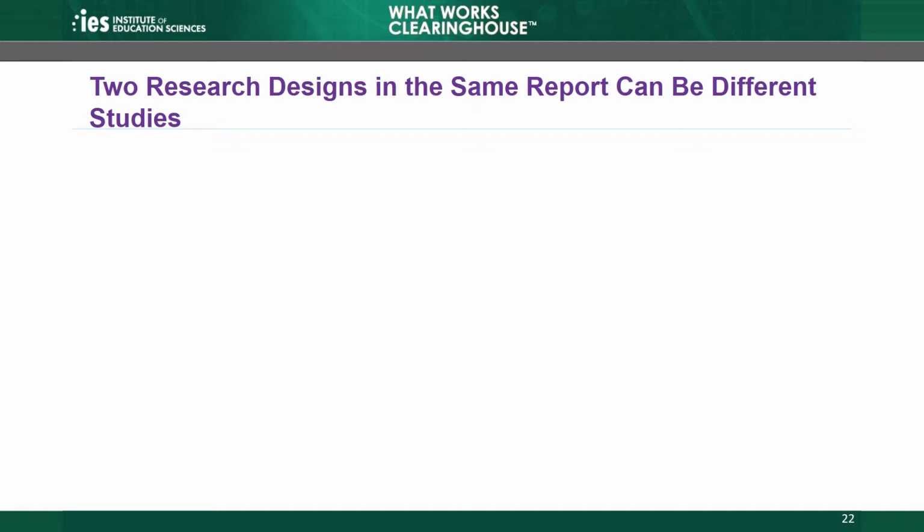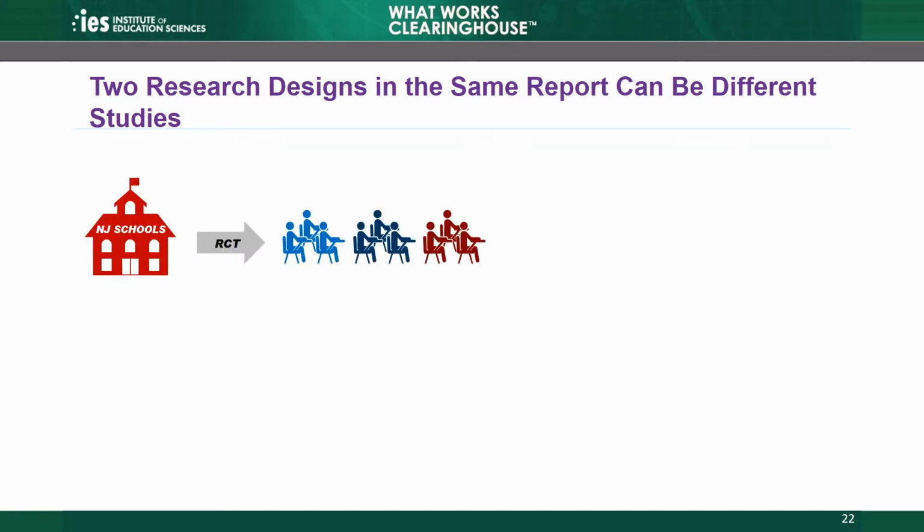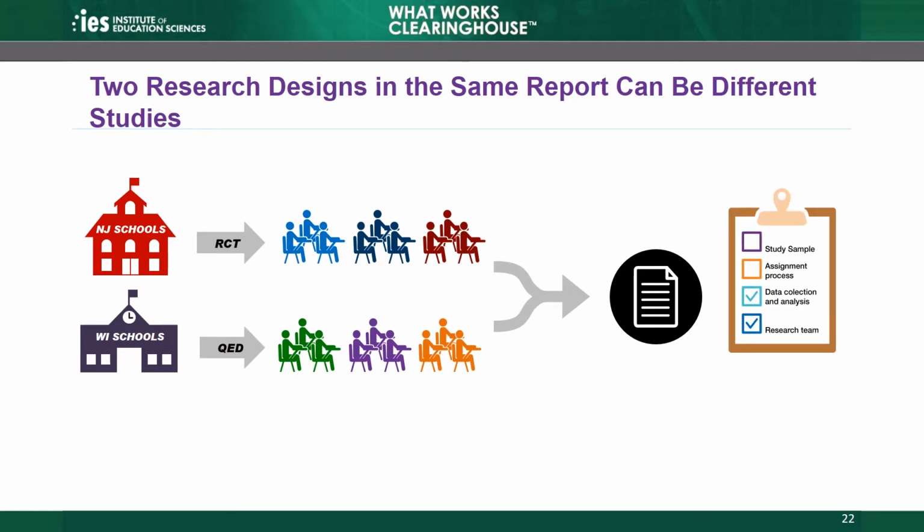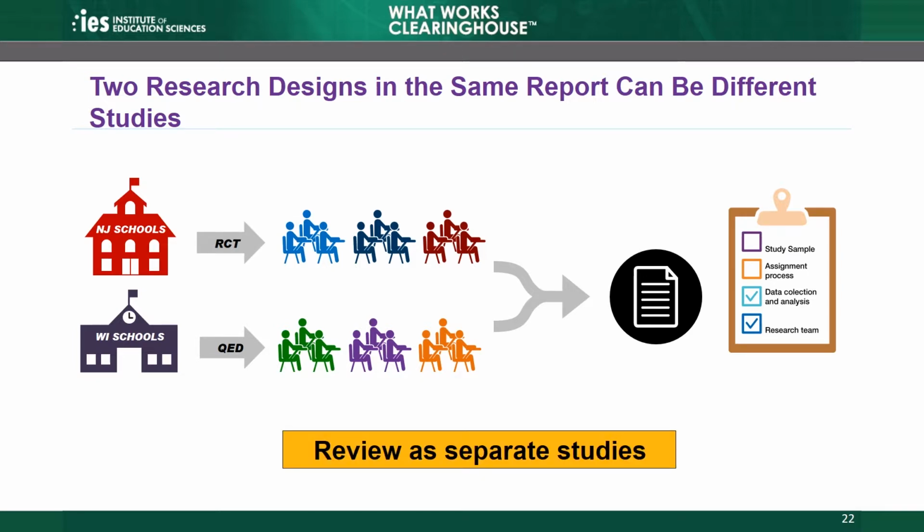Now consider a journal article that reports on the effectiveness of an algebra curriculum on student scores on a standardized math assessment. The study conducted a randomized control trial, RCT, in New Jersey schools and a quasi-experimental design, QED, in Wisconsin schools. Although the authors report findings for both samples in the same journal article, both the sample members and the assignment process differ in the 2 samples. Because the findings share fewer than 3 of the characteristics, the WWC would review the RCT and QED as 2 separate studies.